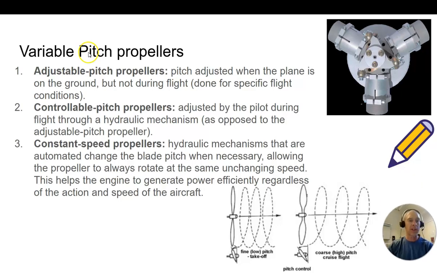So for your variable pitch propellers, there are 3 different options here. You can have an adjustable pitch where you can adjust it on the ground, and you might make it for whatever the specific flight conditions are. A controllable pitch, the pilot adjusts it in flight. And a constant speed one, there's a hydraulic mechanism that tries to maximize your RPMs in your engine to give you the most power regardless of the action and speed of the aircraft.